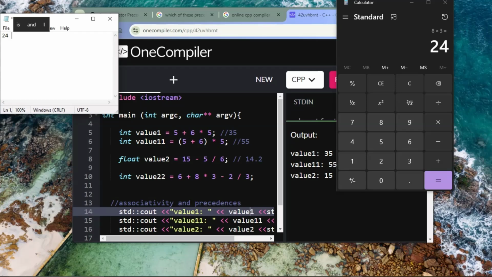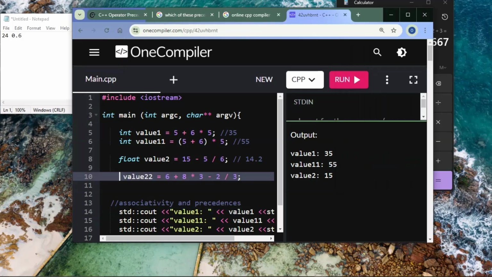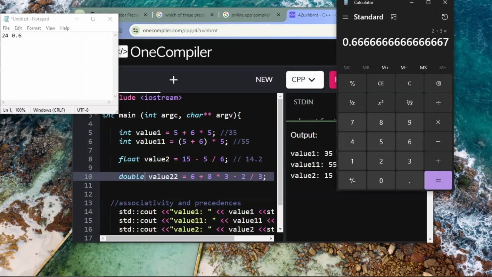after we have 24, the next thing that takes place is 2 divided by 3. That gives 0.6666, so let's say 0.6. But let's use float or double. Let's use double. By using double, we get the precision, or it will evaluate it for us. So now we have 0.6.